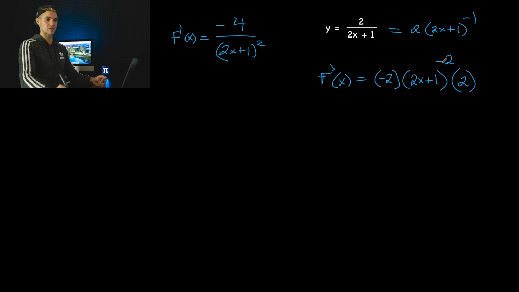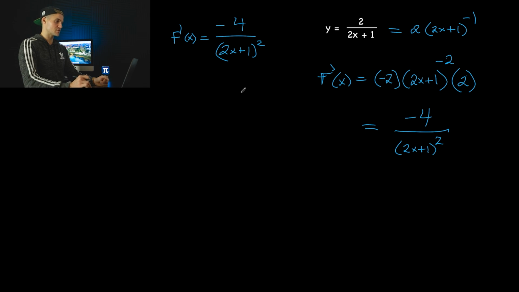And then this 2x plus 1 is to the negative 2, so we could bring that down to the denominator, right? So that would be 2x plus 1 to the power of positive 2, negative 2 times 2. That gives us negative 4, which is the exact same thing that we got using the first principles.